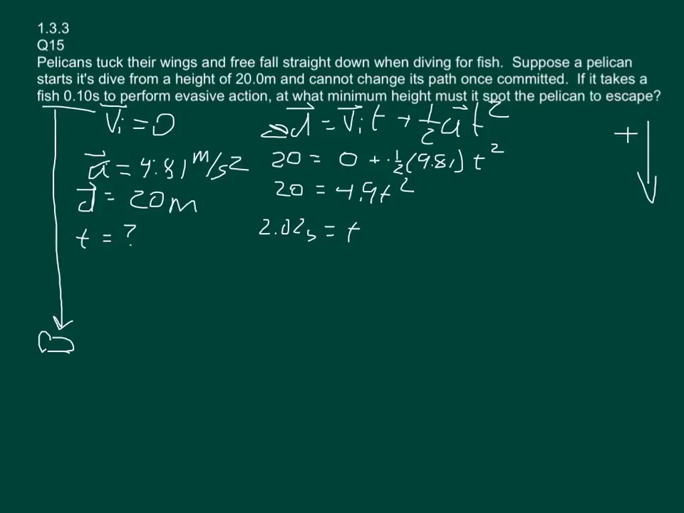Now the fish needs to see him 0.1 of a second before that. The fish needs to see him at 1.92 seconds in order to avoid him. So we need to figure out how far down the pelican has fallen in that amount of time to see how much, at what height the fish needs to see him. So let's redo the calculation only with 1.92 seconds. And this time solve for d over that time period.